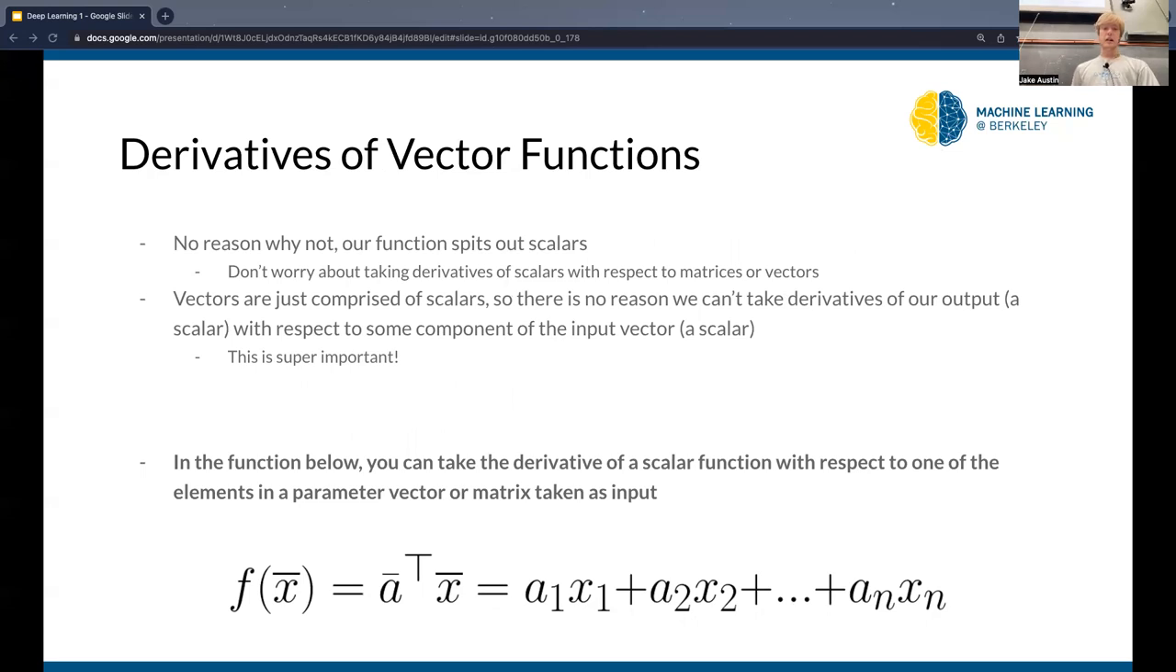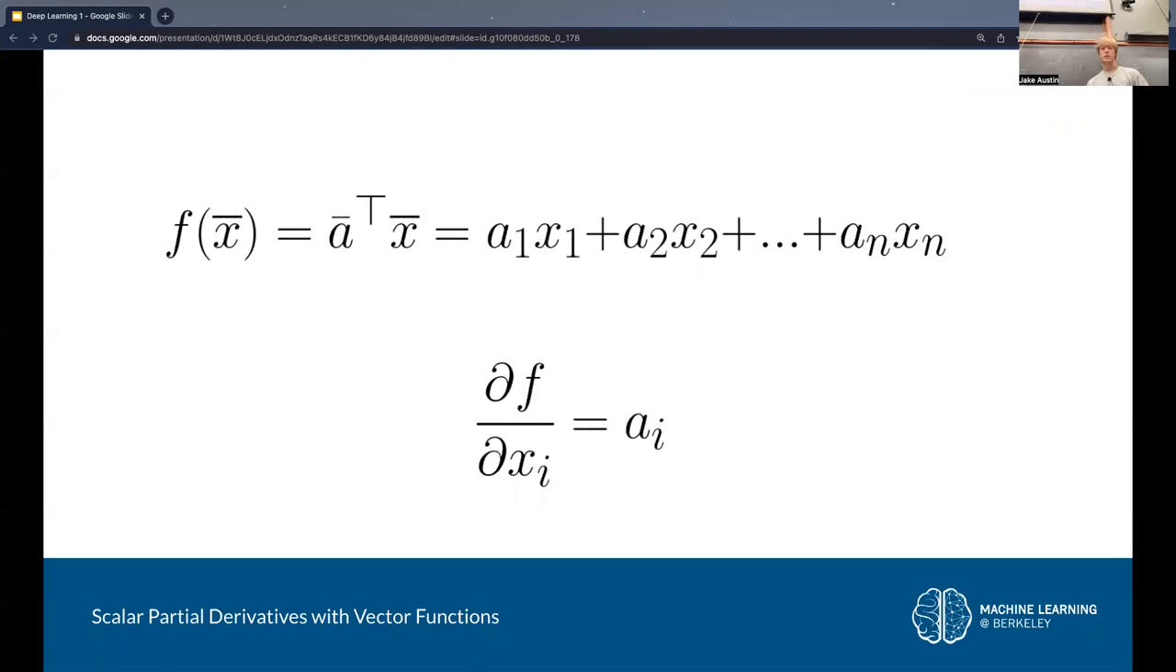And derivatives of vector functions. If we have a function here that spits out a scalar, if our function is just the dot product between some vector of constants A and another vector that is the input to the function X, there's no reason why we can't just take a derivative of our output with respect to one of, in this case, the inputs to our function. Because at the end of the day, everything that's inside A and X, they're just scalars. There's no reason why we can't take the derivatives of our output, which is a scalar, with respect to one of our inputs, which is also a scalar.